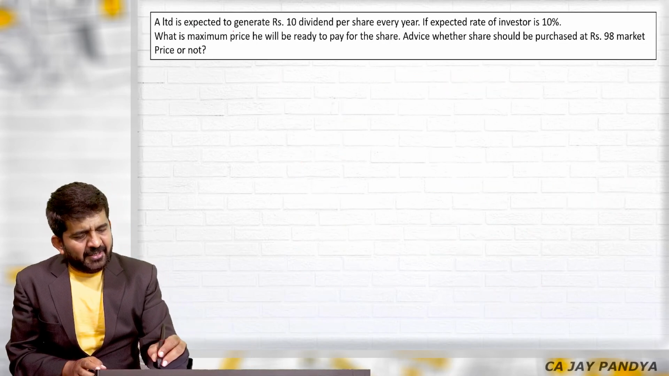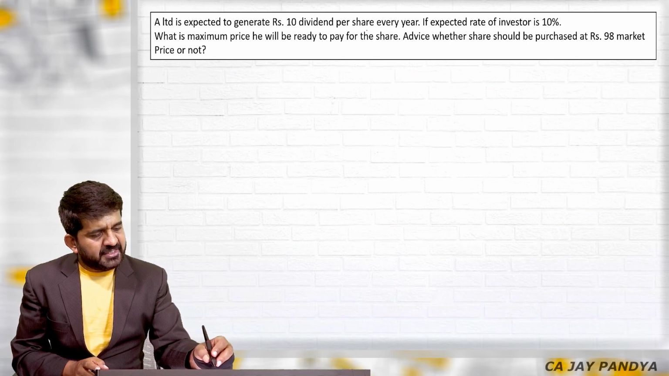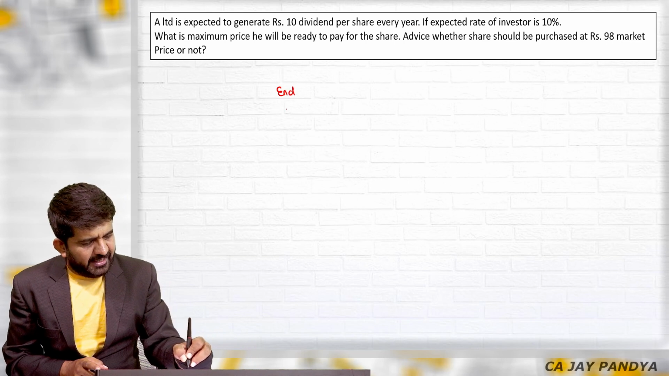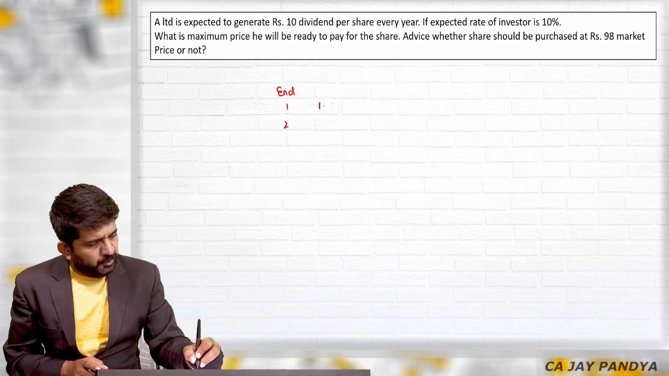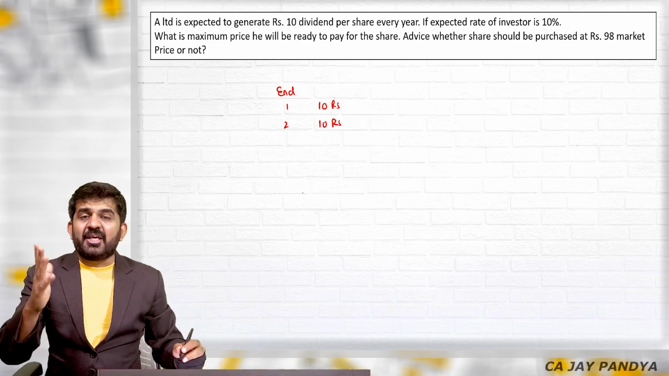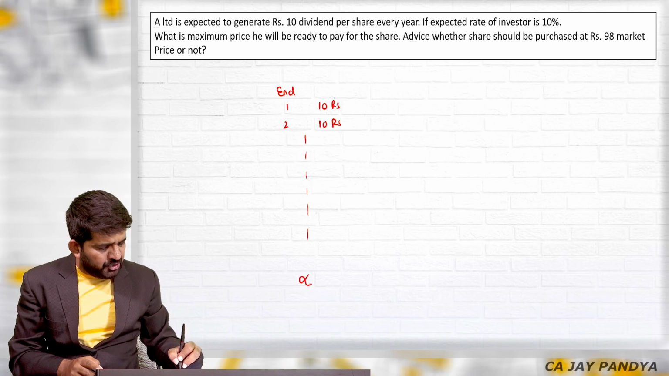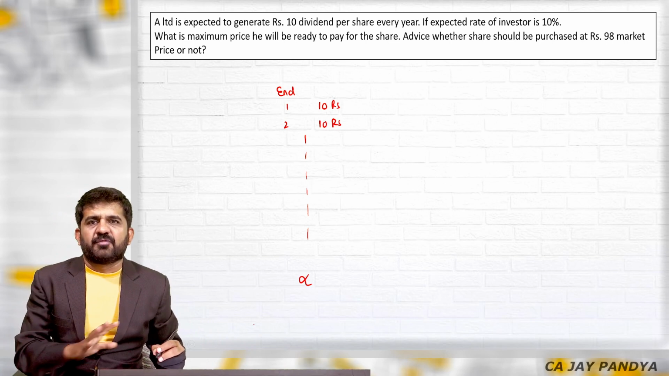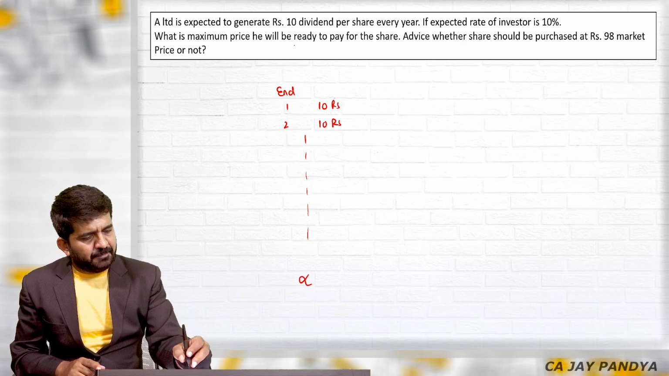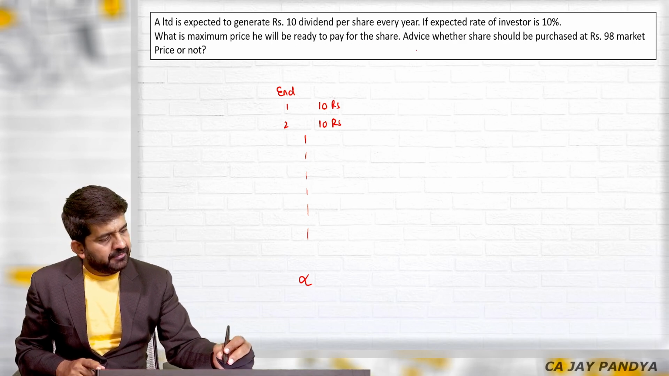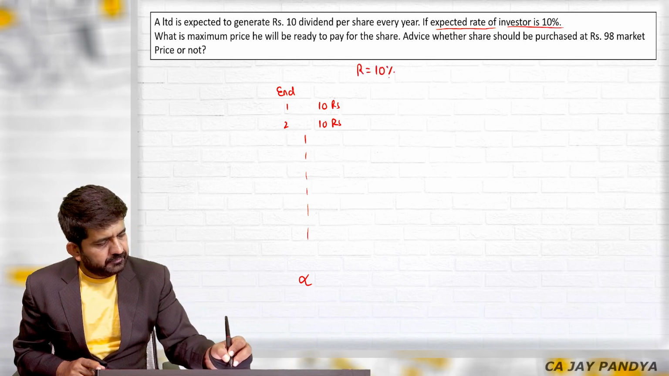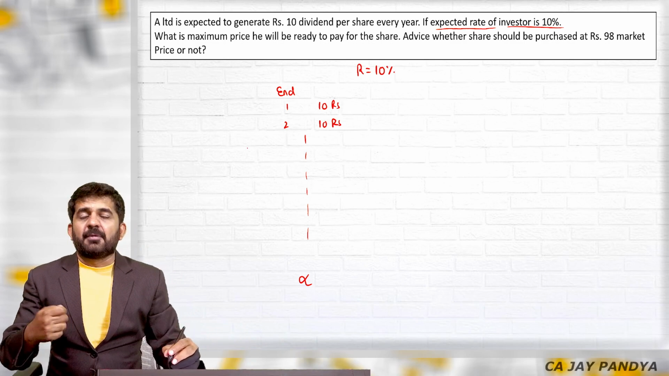All right. A Limited is expected to generate rupees 10 dividend per share every year. So at the end of 1, 2, every year 10 rupees will be generated. For how many years it is not given. So we are assuming we are the promoter of the company, owner of the company, we are never going to sell the share. What is the maximum price he will be ready to pay for the share if expected rate of return of investor is 10%? What is the maximum price he is ready to pay?